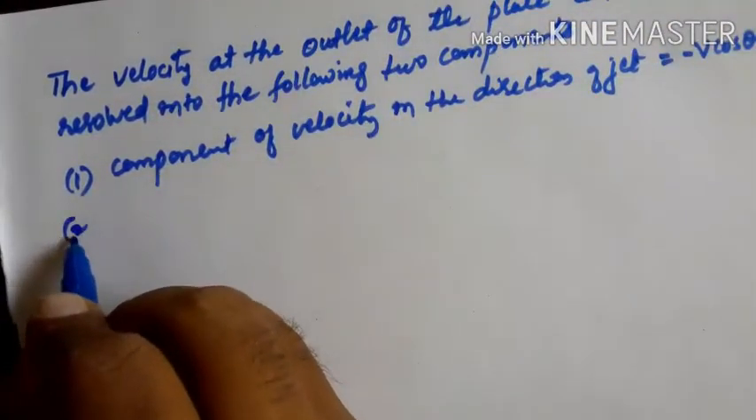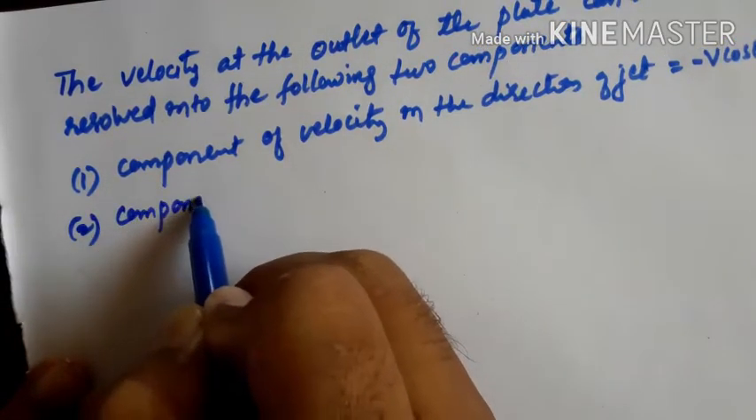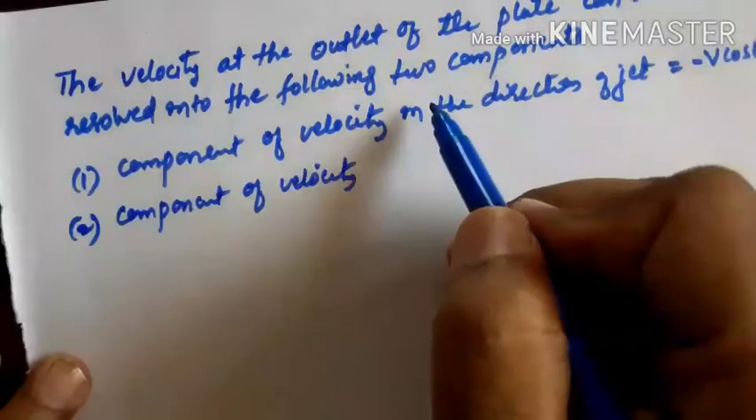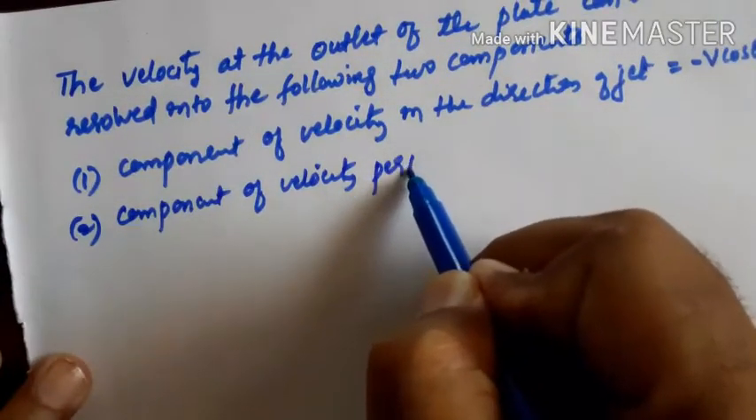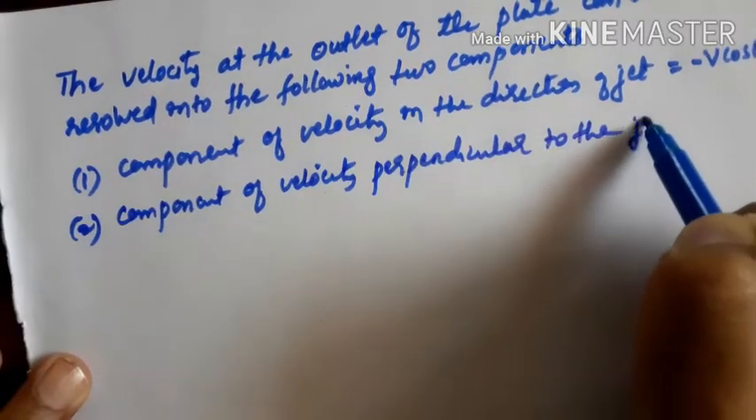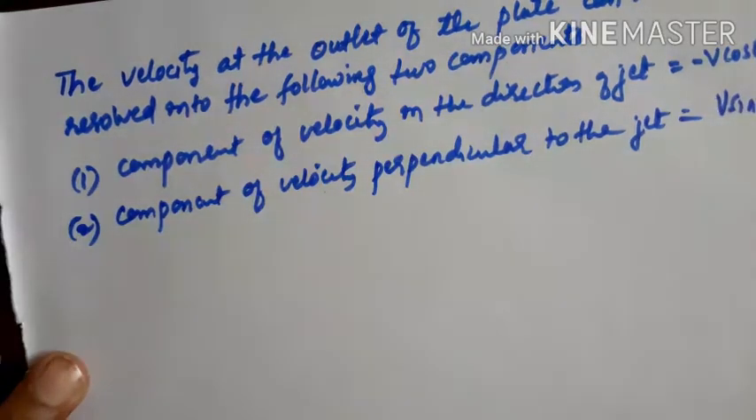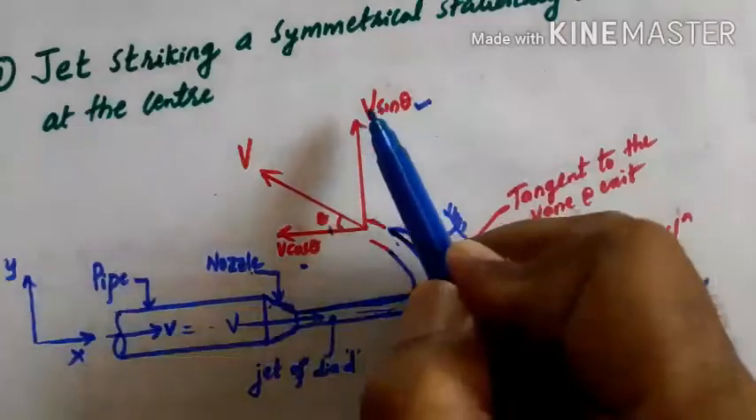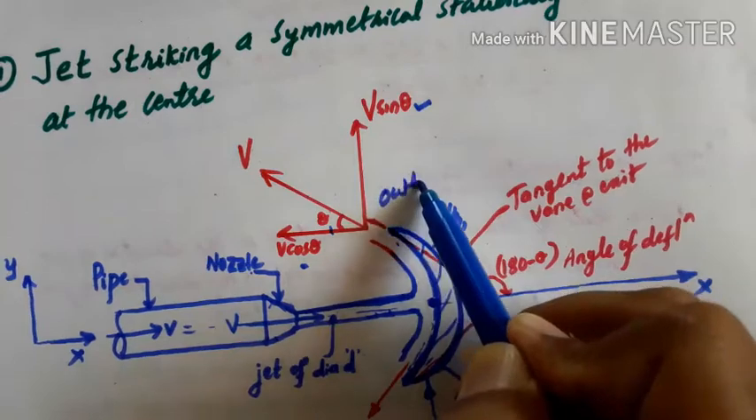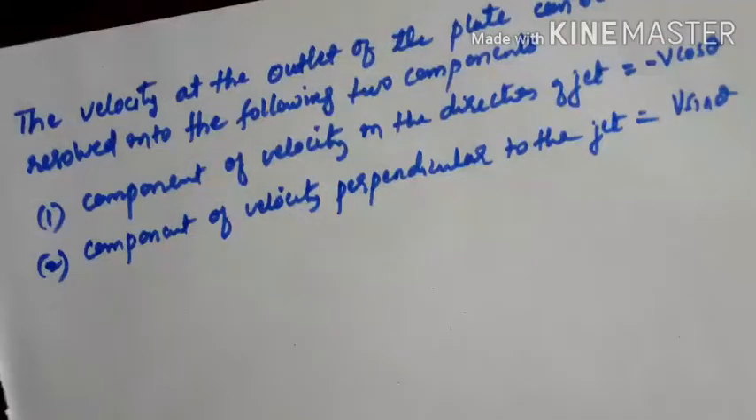Second component, what we get? Component of velocity perpendicular to the jet. That is, we get v sin theta in y direction. We get two components at the outlet. So this is inlet and this is the outlet. So one is v sin theta, another one is v cos theta.